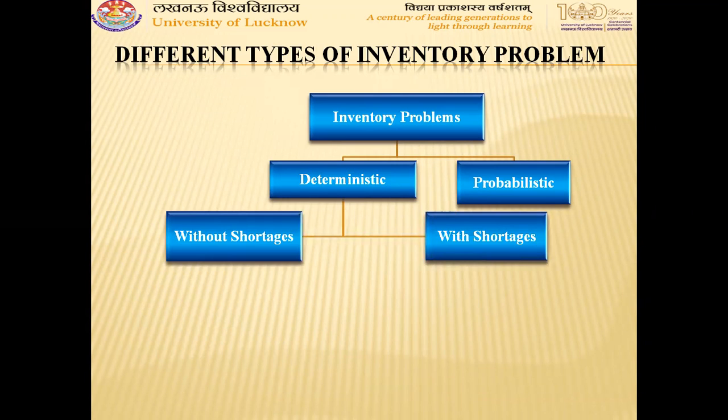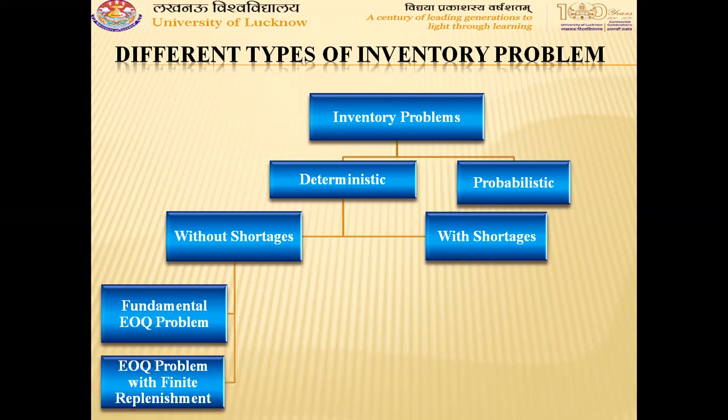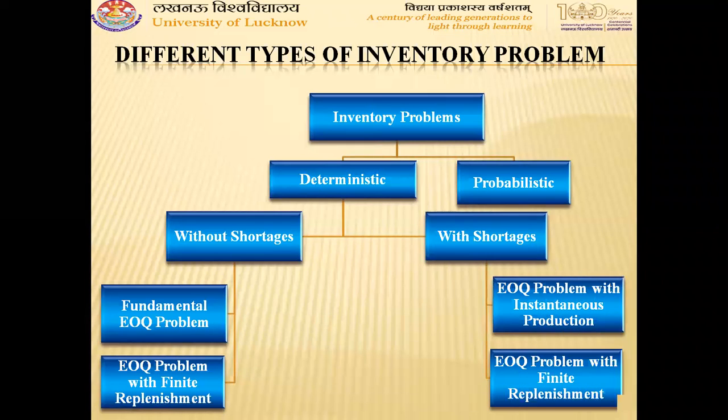The inventory problems without shortages are generally of two types. One is the fundamental EOQ problem and the other is the EOQ problem with finite replenishment, or you can say EOQ problem with finite rate of replenishment. The fundamental EOQ problem is also called the EOQ problem with instantaneous production. In the same manner, with shortages, inventory problems are also of two types: EOQ problem with instantaneous production and EOQ problem with finite replenishment.